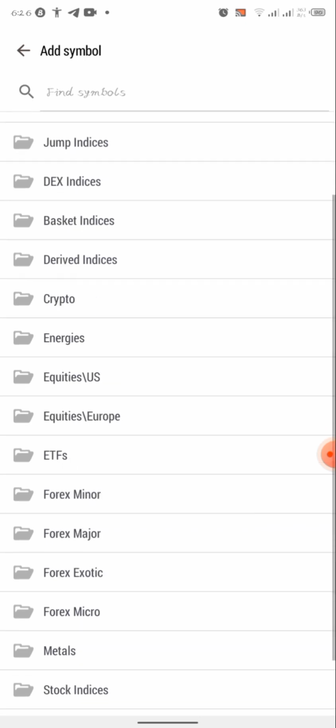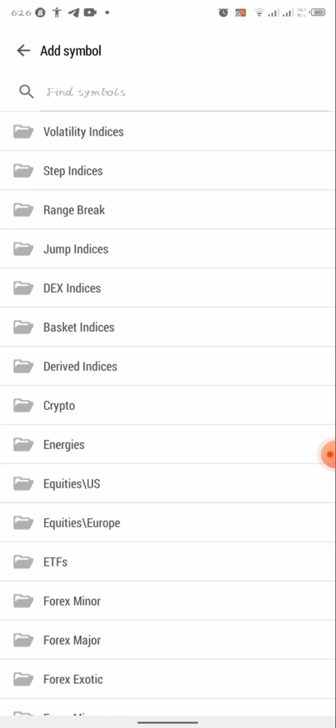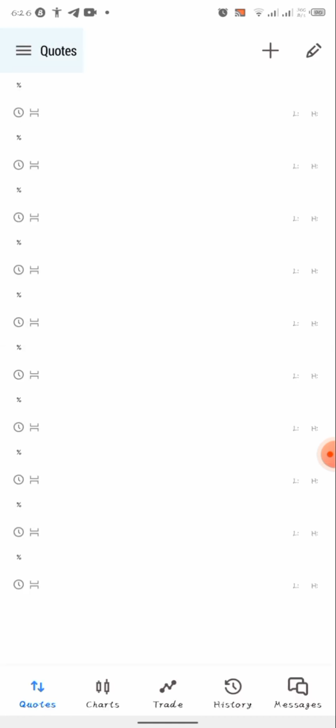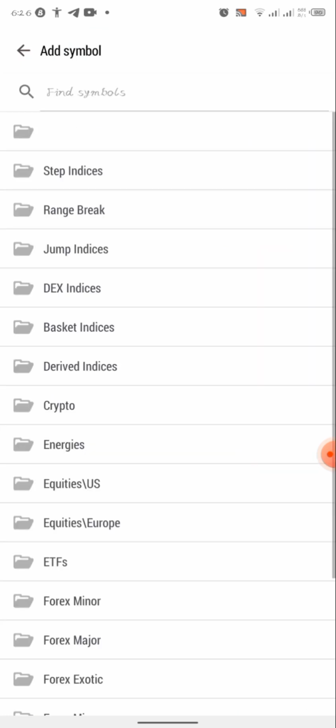All those ones are from the forex market. But based on Deriv, I'm going to show you guys everything, because I think they have two accounts, which are called the financial account and the synthetic account. The synthetic account has all these volatility, step index, range break, jump index, and all those ones. So these are all the indices that we're going to have. Let's add everything up.